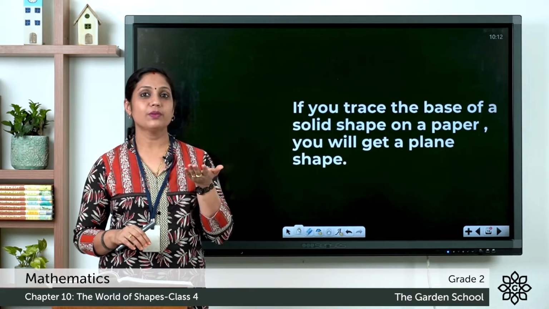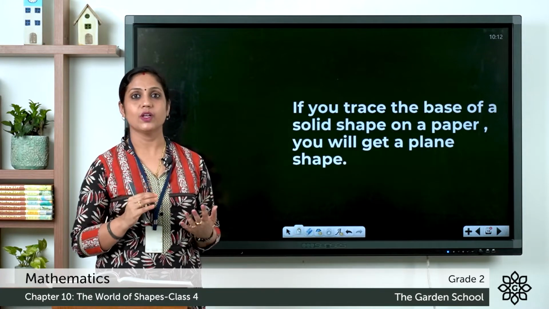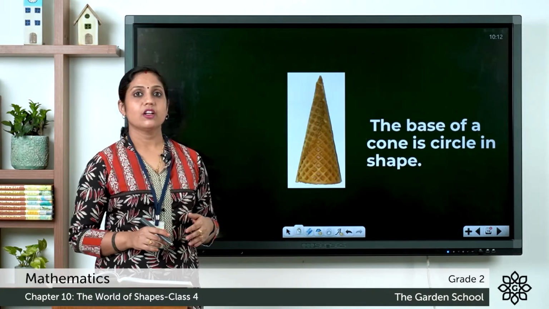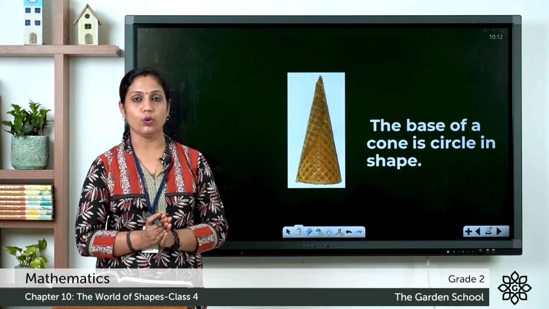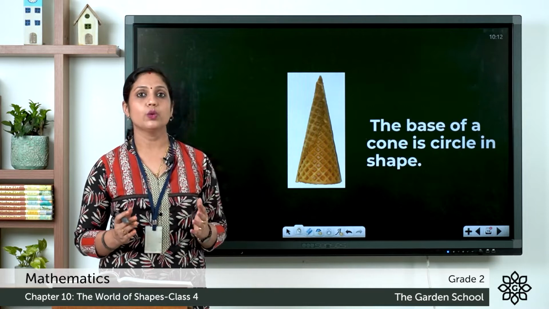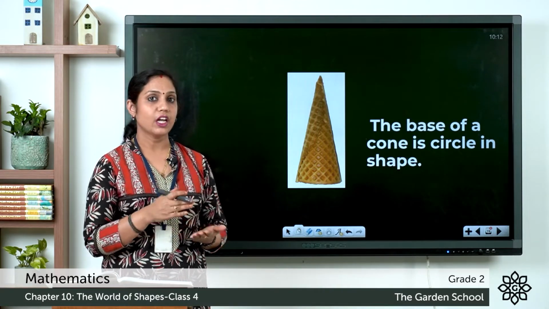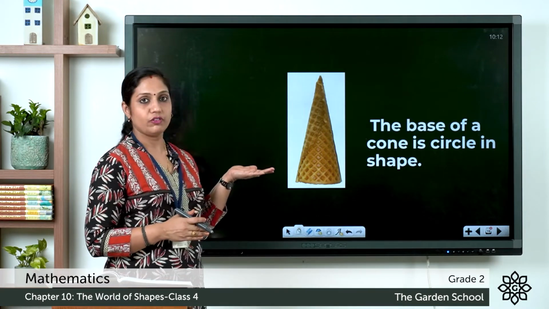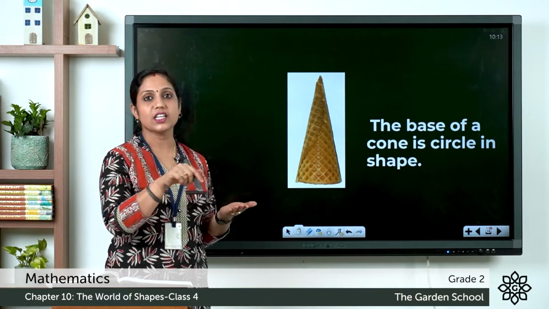If you trace the base of a solid shape, you will get a plane shape. So let's find out that. Now see this picture. What shape it is? It is in the shape of a cone, right? So you can take any object which has a cone shape, place it on a paper. Now trace the base of the cone. What shape you are going to get? You will be getting a circle shape.